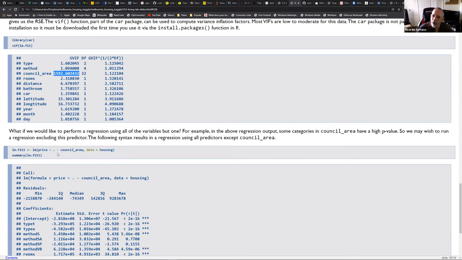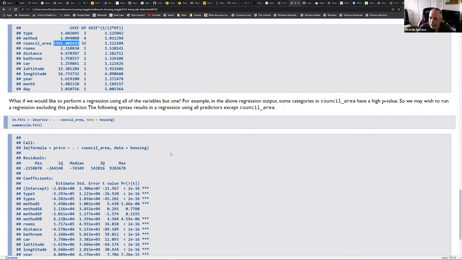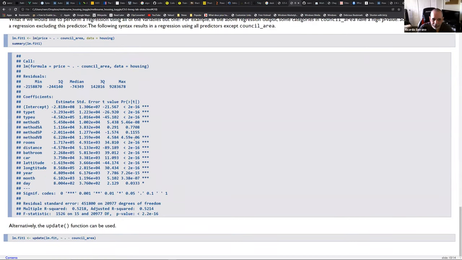What we can do is add the features, but then subtract the council area with the minus sign. That's one technique you can use to include all, but then exclude certain features. And then you have the summary. Without the council area, as you can see, even though the R square is lower for this particular model, the features still have their low p-values, etc. And then you apply the VIF function to that model to see if there are some features that still have a high variance inflation factor.